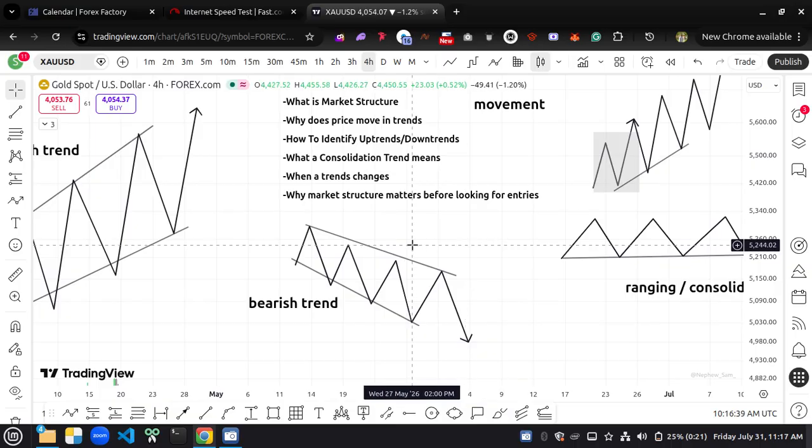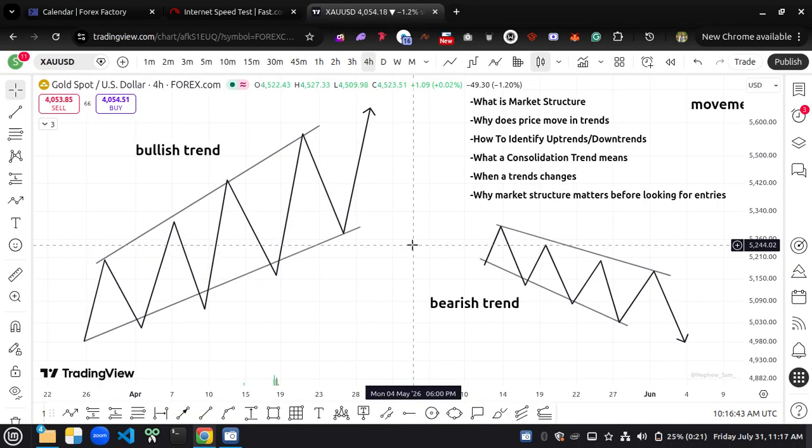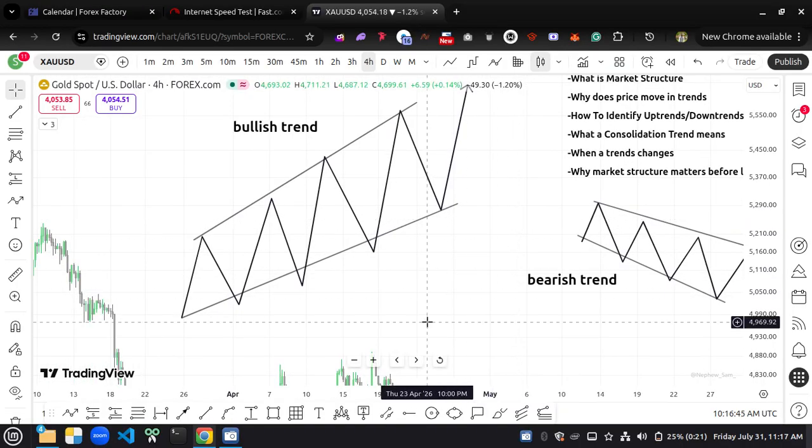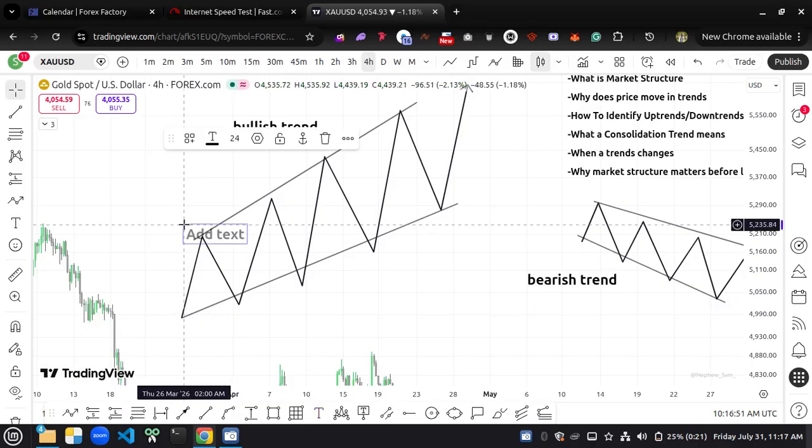So right now we'll be going also to how they are basically tagged, right, which is quite simple. So for the bullish trend, we have what we call the HH, called the higher high.